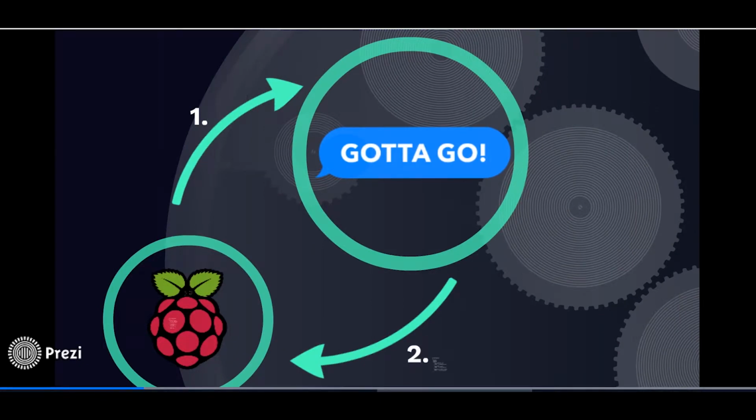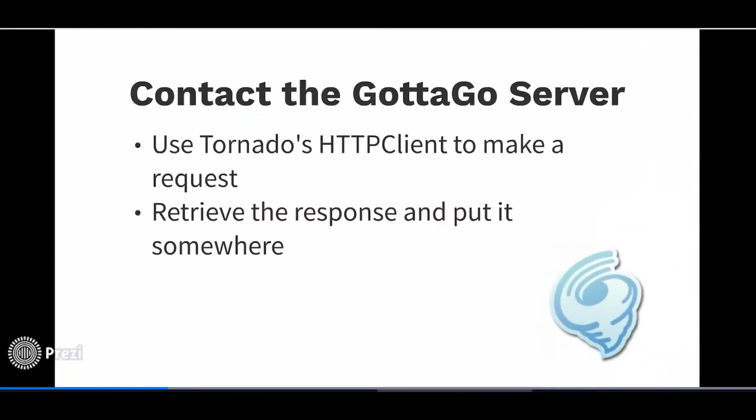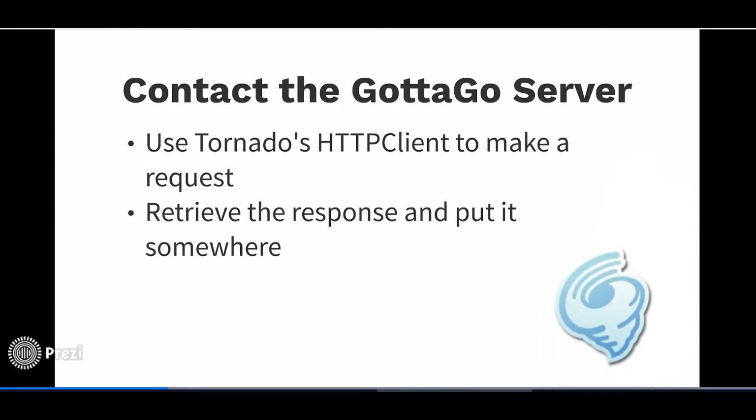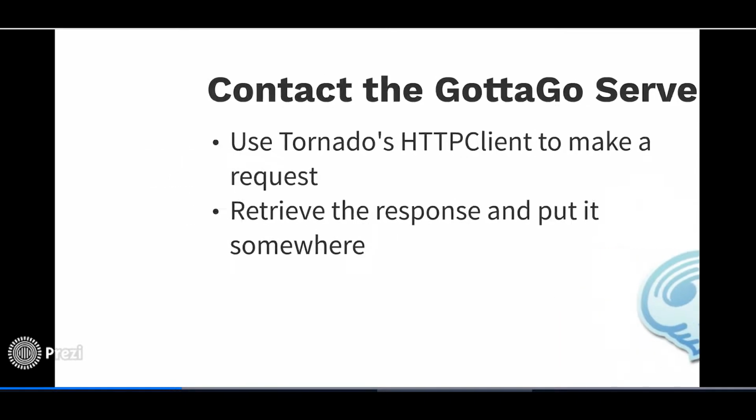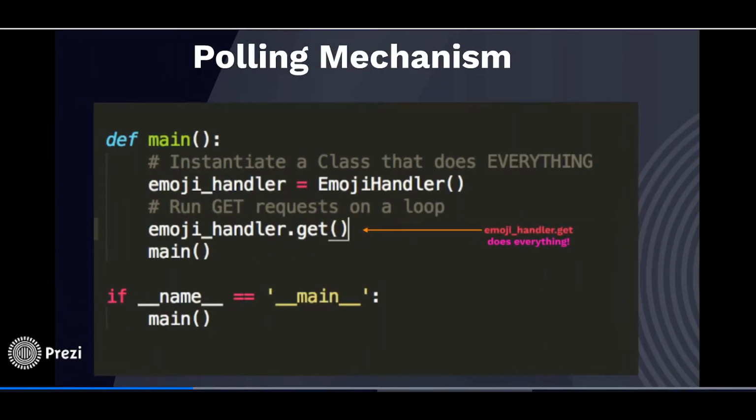All right, so now we're going to dive into the process. What we're seeing here is just a basic request and response loop. So the Pi will send a request to Gotago and then receive a response back. The first step is we've got to contact the Gotago server. I'm going to use Tornado's HTTP client to make a request, and then we'll retrieve the response and hold on to it or put it somewhere.